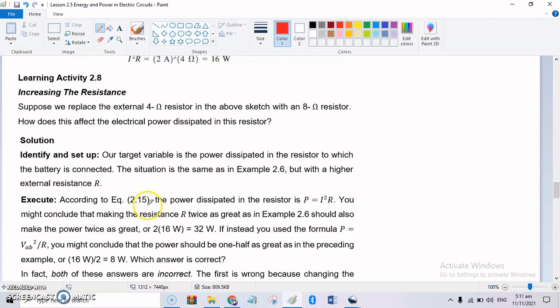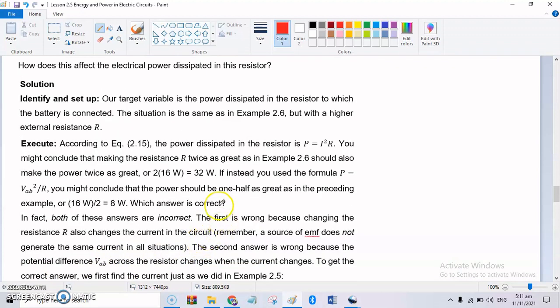So according to 2.15, the power dissipated in the resistor is I squared R, you might conclude that making the resistance R twice as great as in example 2.6 should also make the power twice as great. If instead you use the formula P equals VAB squared over R, you might conclude that the power should be 1/2 as great as in the preceding example, 16 watts over 2 equals 8 watts, which is correct. In fact, both of these are incorrect.